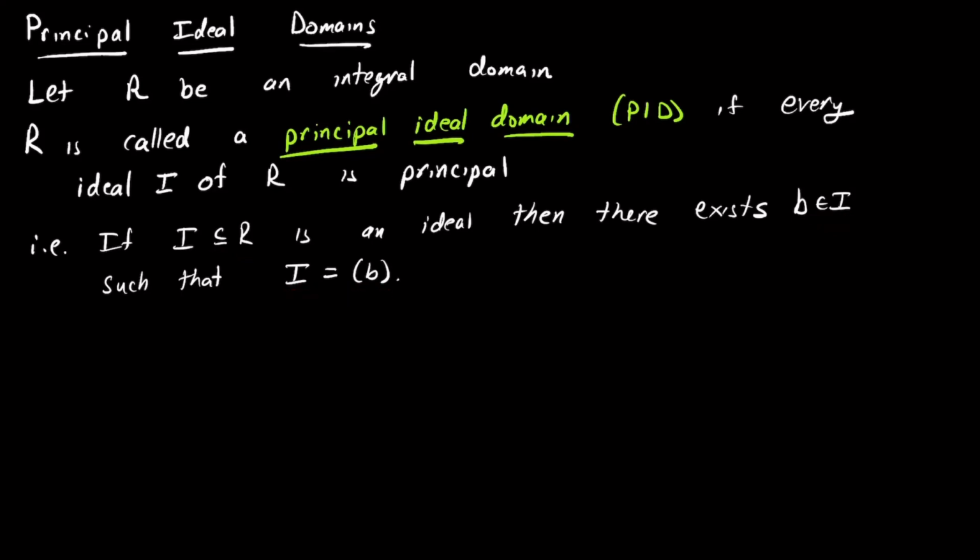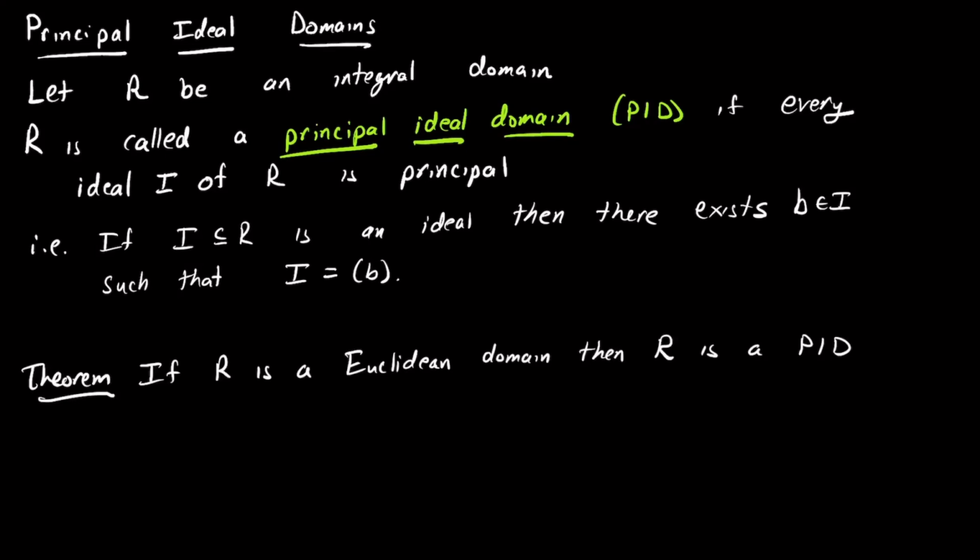So a principal ideal domain is one where, if I take an ideal, that ideal is always generated by a single element. And so our very first theorem is going to show that every Euclidean domain is a principal ideal domain. So if R has a division algorithm, then every ideal of R is principal.